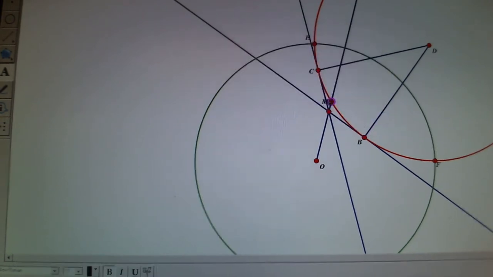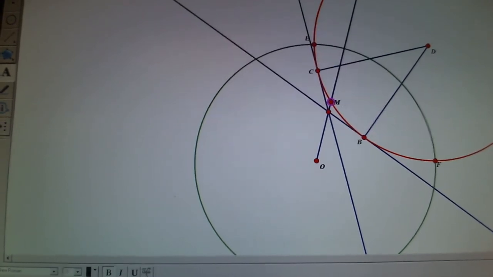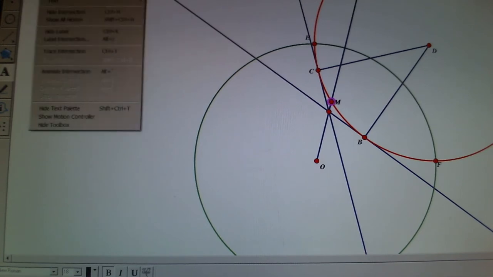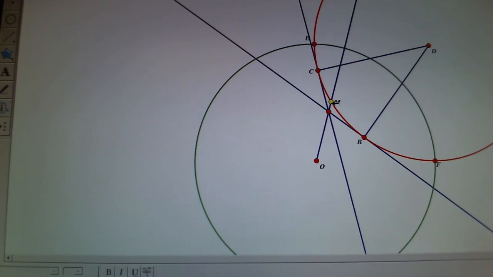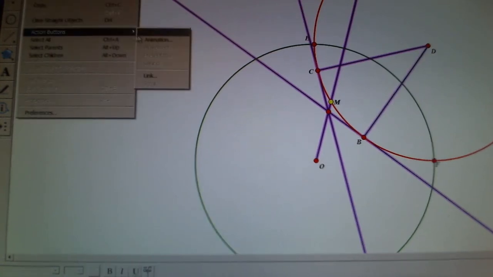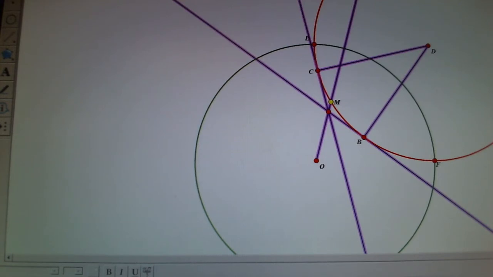That guy, M, right there. Let me emphasize, I'm going to change his color. Make him yellow. That's the hyperbolic midpoint of the hyperbolic segment CB. I'm going to hide all the straight stuff temporarily. I don't even need those. But I'm going to bring them back, so I'm going to make an action button for hide show. All right, good. Hide them.